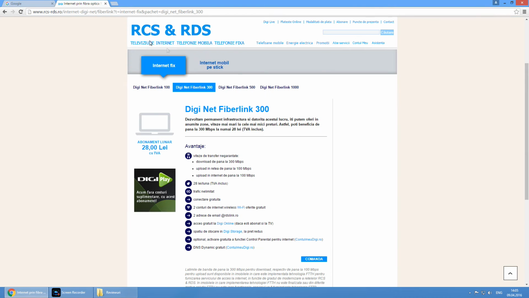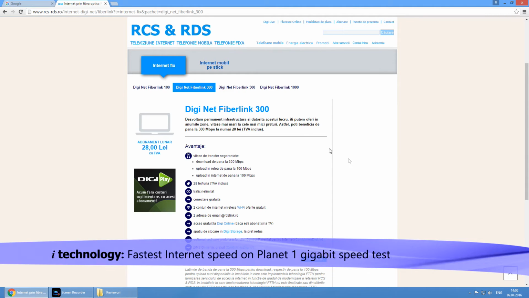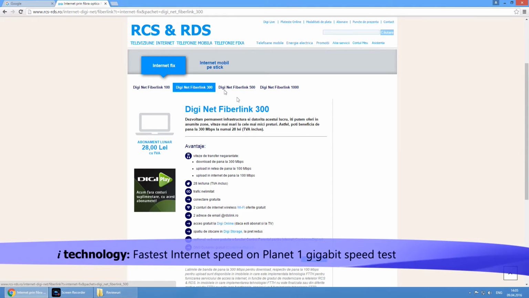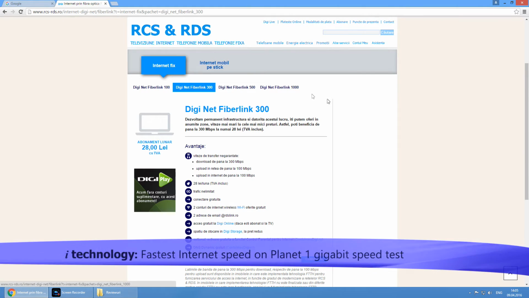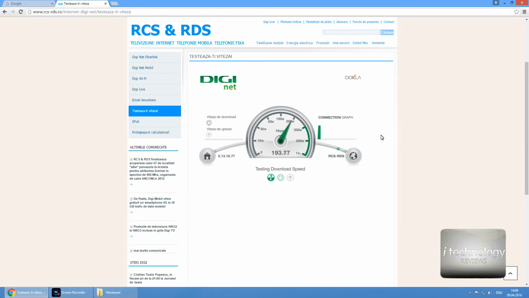The internet provider is called RCS and RDS. So in Romania we're gonna show you two packages, Fiberlink 300 and Fiberlink 1000. This is 1 gigabit, and remember you'll need a 1 gigabit router to obtain these speeds. So remember, now it's traffic users.